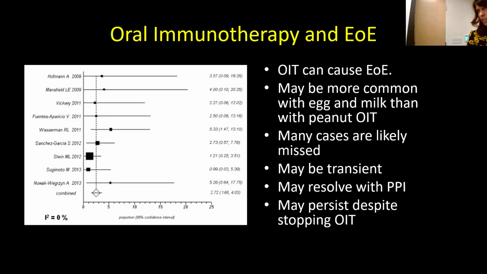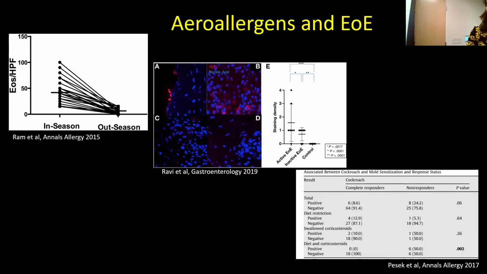SLIT can do this as well. So if it's grass SLIT or dust mite SLIT, we can see it as well. So this is aeroallergens and EOE. On the far left is a study by Jonathan Spergel from 2015, and you can see that during the pollen season to which the person is sensitized, you can find more esophageal eosinophils. So people have a flare of their EOE during the pollen season.